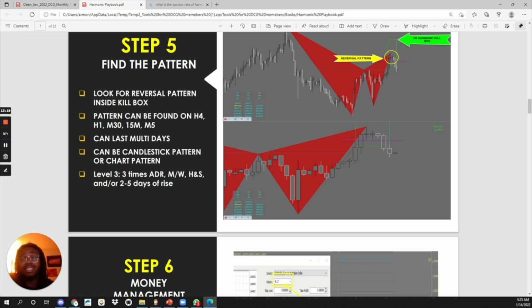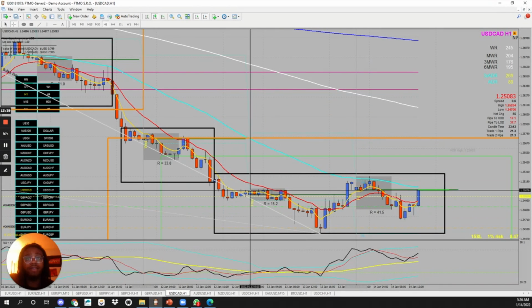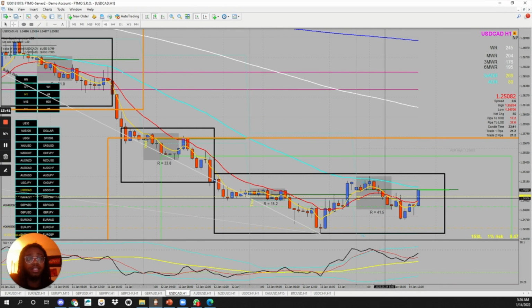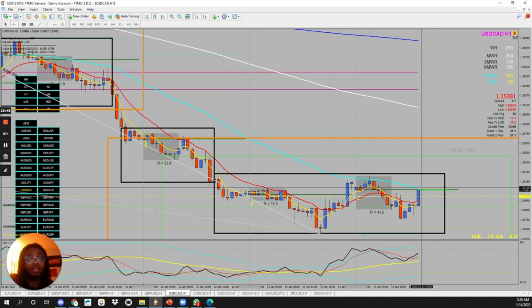And so I see a potential candlestick pattern on a 4-hour chart, but I definitely see a chart pattern on a 1-hour chart, which is the W formation. And see, on level 3 is 3 times ADR, and my W, head and shoulders. So in level 3, you're looking for reversal patterns: head and shoulders, M's and W's. And so we currently have a W formation, first leg, second leg, boom. We're looking to take this long.